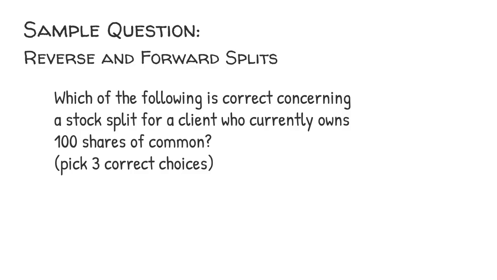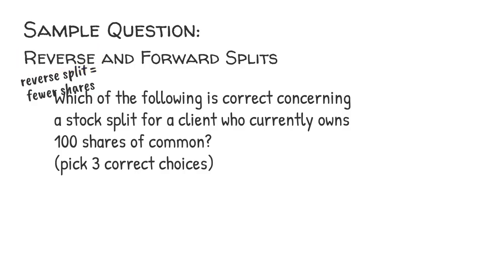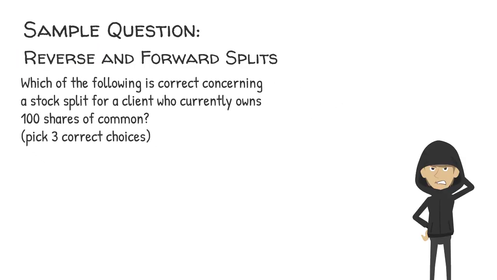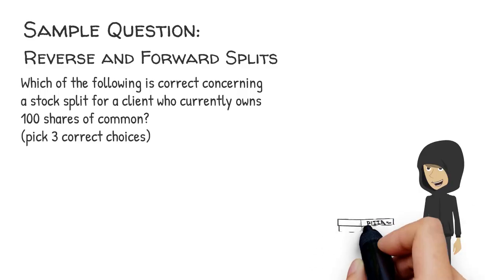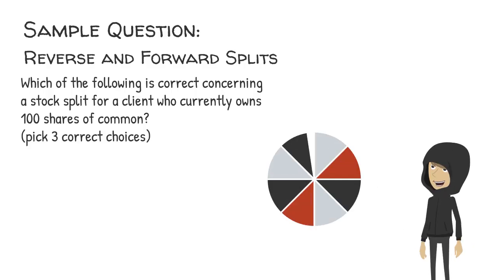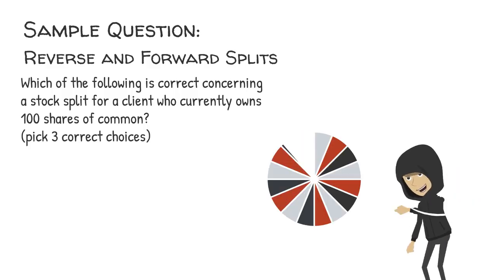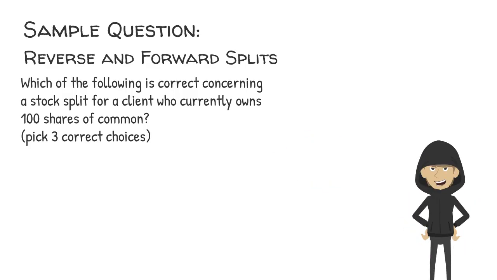Now, remember, in a forward split, you end up getting more stock. In a reverse split, you end up getting less stock, fewer shares. But economically, you're not really getting anything in value. So, for example, if I had a pizza pie with 8 pieces and I cut all those pieces in half, so now I had 16 pieces, the pizza pie is not any bigger. So the tax man looks at it the same way.